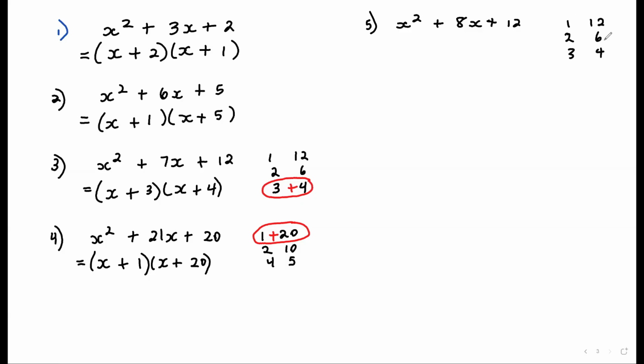That's it, right? So now you're asking yourself, which of these pairs could add to give me 8? 2 and 6, right? So that's what's going to go in your brackets. So in your brackets, you'll have x plus 2 by x plus 6. Is that okay? Yes, miss. That's your answer.